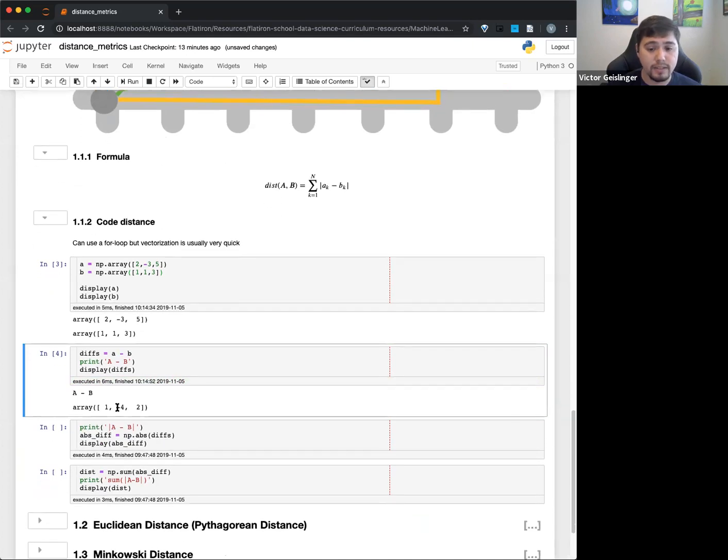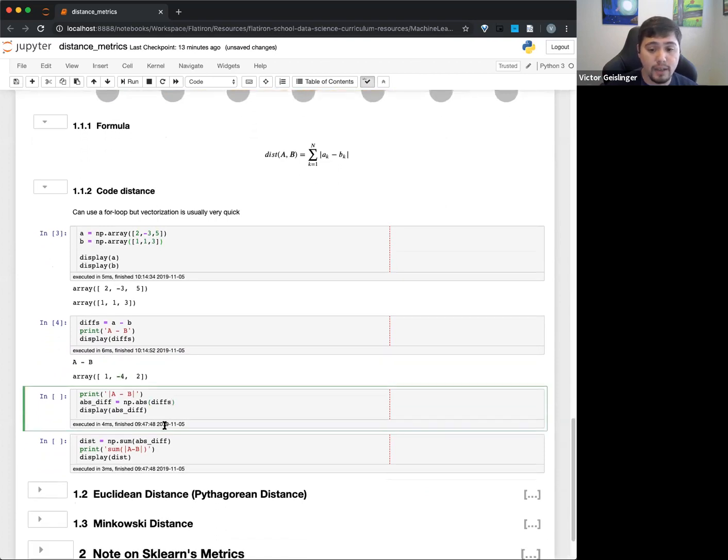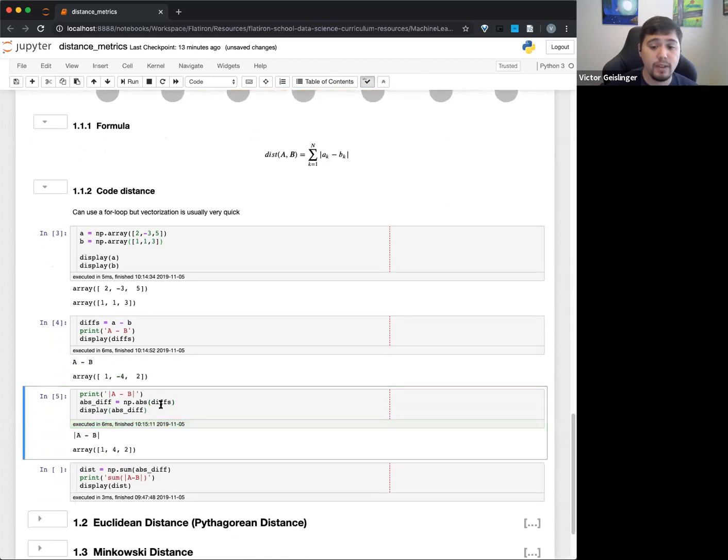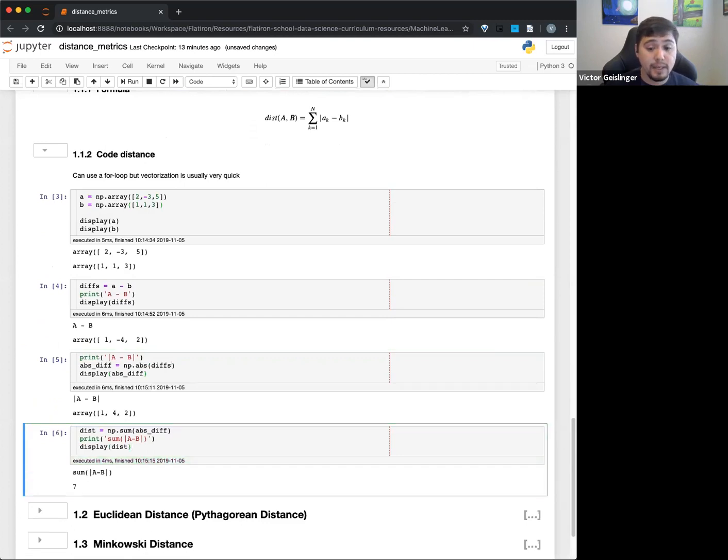And you might wonder, what's a negative distance? We're going to take the absolute value anyway, so it's basically going to be 4. If I swapped the other way, it would be negative for the other 2 and not this one. So then, like I said, take the absolute value. Now you see 1, 4, 2, and then just sum them all together, and we get a distance of 7.